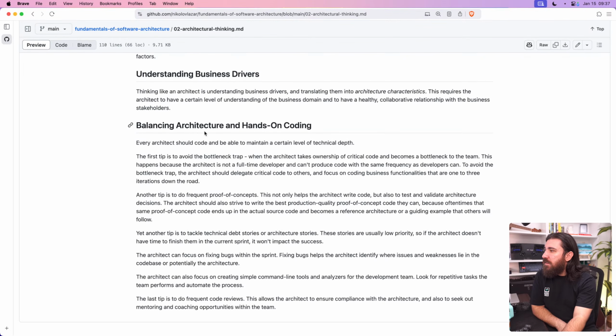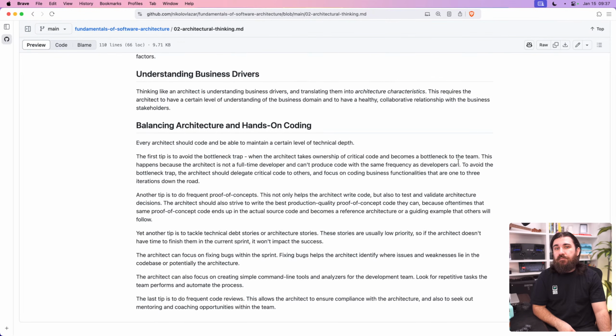All right, yeah. Balancing architecture and hands-on coding. Every architect should code and be able to maintain a certain level of technical depth. The first tip is to avoid the bottleneck trap. You should maintain technical depth and have ongoing hands-on coding activities while you're working on the project. But the first thing you should look out for is to avoid the bottleneck trap. And that is when the architect takes ownership of critical code and becomes a bottleneck to the team.